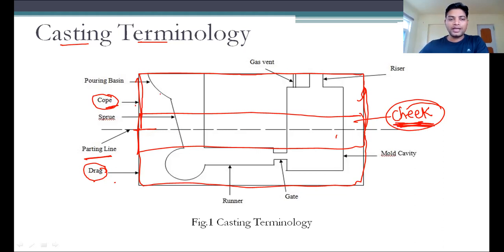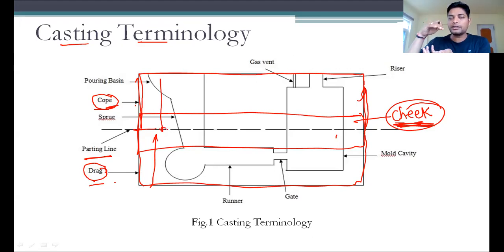Next, this is basically a kind of trunk. Trunk, the box, as we call it. In a trunk, the upper portion is small and the bottom portion is larger, meaning its depth is larger. But here, if we are defining these two parts, cope and drag, then both have the same depth. This is height and this is depth, so both have the same height and depth.